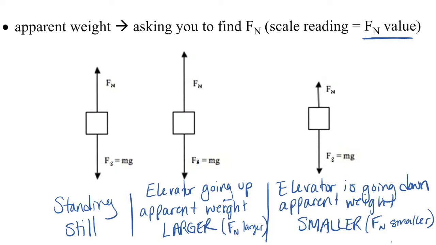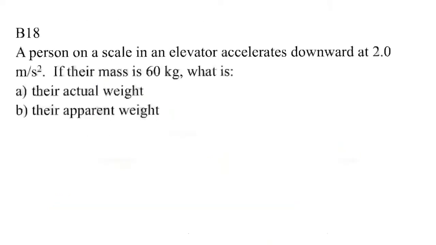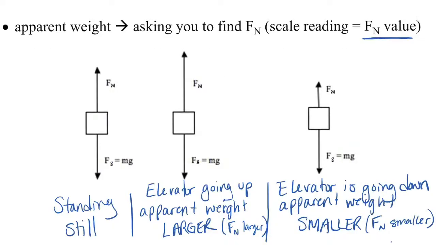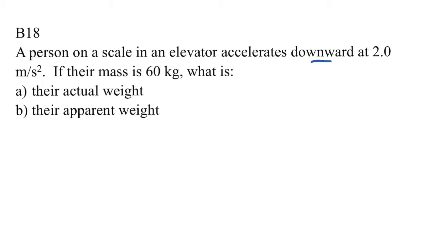Okay, so we're actually going to solve a few questions involving these vertical dynamics and these elevator questions. So really just pay attention to the direction of the acceleration. That's going to tell you a lot, okay? So a person on a scale in an elevator, told you we're going to do these, accelerates downward at 2 meters per second squared. Okay, so what is that? If they're accelerating downwards, then my downwards force should be greater. So we're dealing with this scenario right here, this third one, okay? So their mass is 60 kilograms, so I want to know their actual weight and their apparent weight.